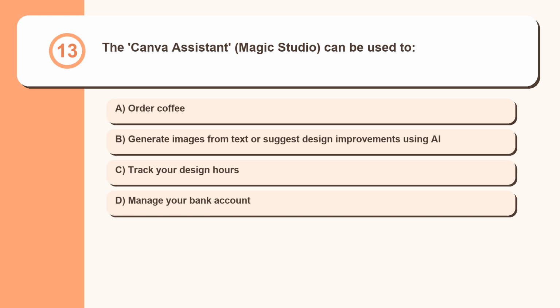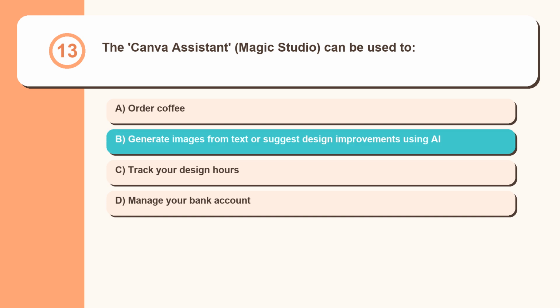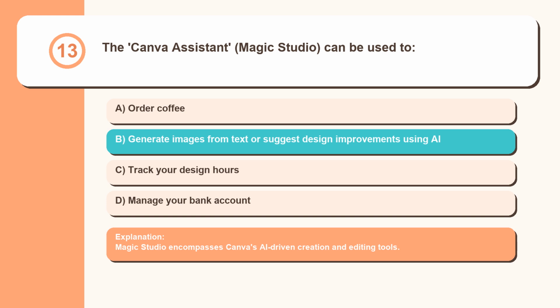Question 13. The Canva Assistant, Magic Studio, can be used to order coffee, generate images from text or suggest design improvements using AI, track your design hours, manage your bank account. Magic Studio encompasses Canva's AI-driven creation and editing tools.